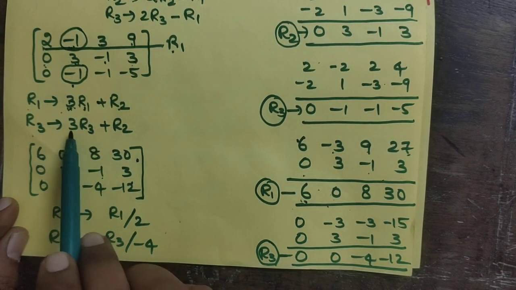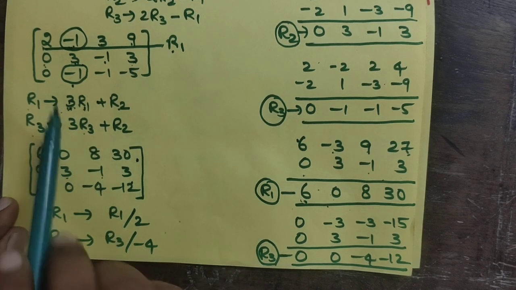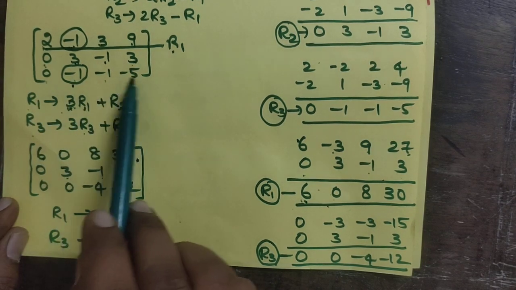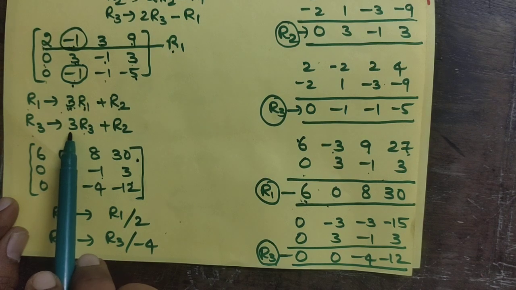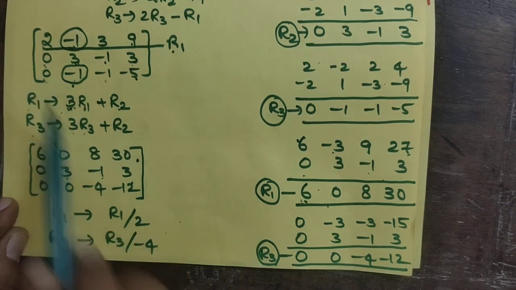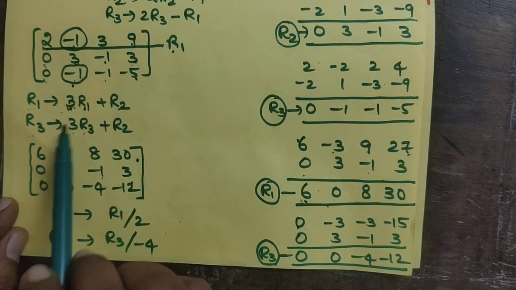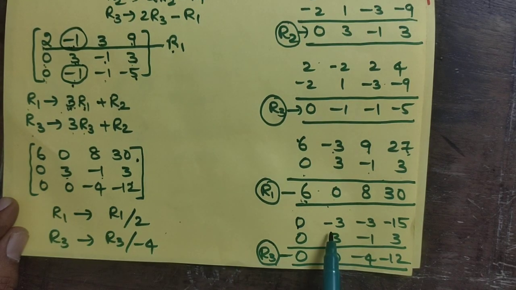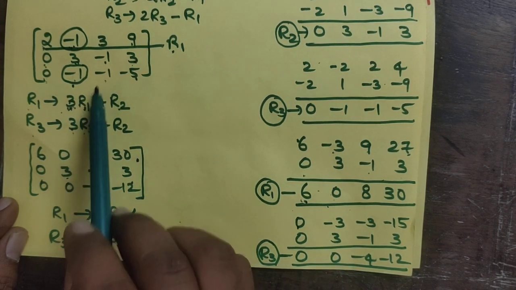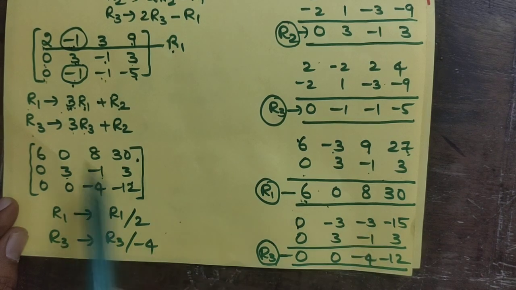R3 is nothing but 3 into R3 plus R2. Each and every element of R3 is multiplying with 3. Then you will get 3 into 0, 0. Next what? 3 into minus 1, minus 3. Next 3 into minus 1, again minus 3. Plus into minus, minus. 3 5s are 15.